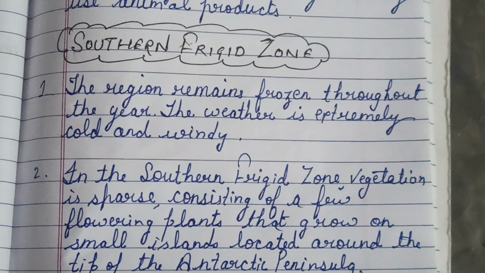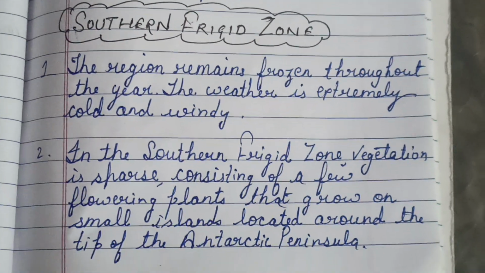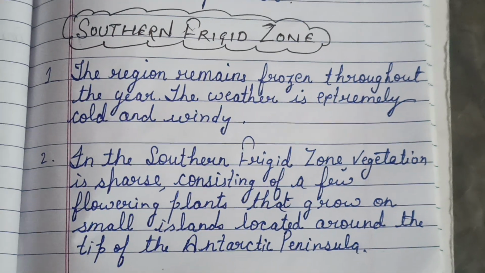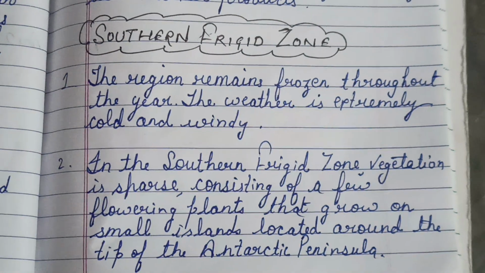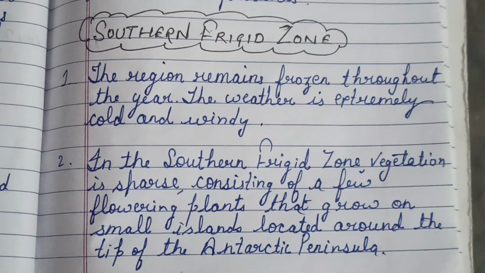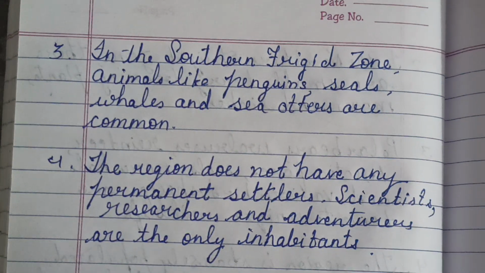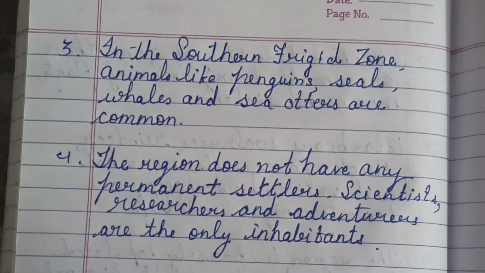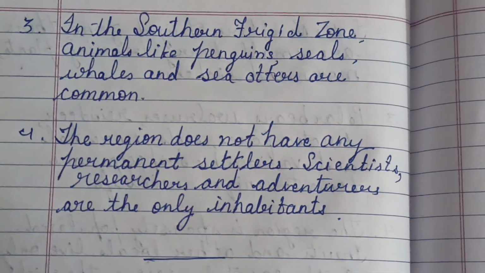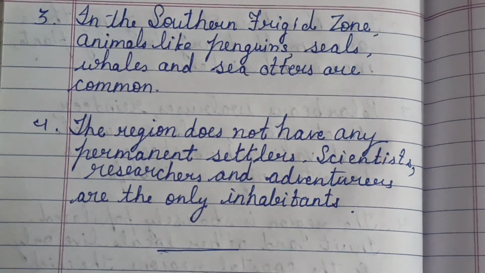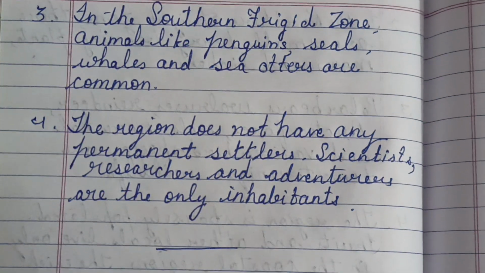Number 1. The region remains frozen throughout the year. The weather is extremely cold and windy. Number 2. In the southern frigid zone, vegetation is sparse, consisting of a few flowering plants that grow on small islands located around the tip of the Antarctic Peninsula. Number 3. In the southern frigid zone, animals like penguins, seals, whales and sea otters are common. Number 4. The region does not have any permanent settlers. Scientists, researchers and adventurers are the only inhabitants.